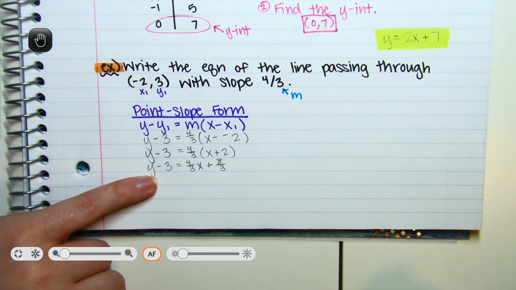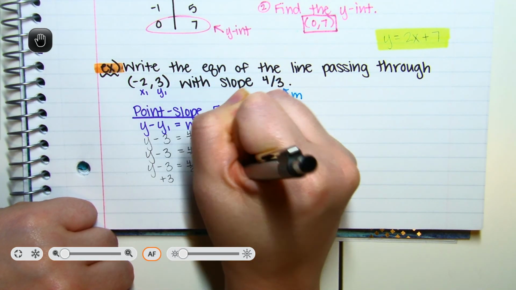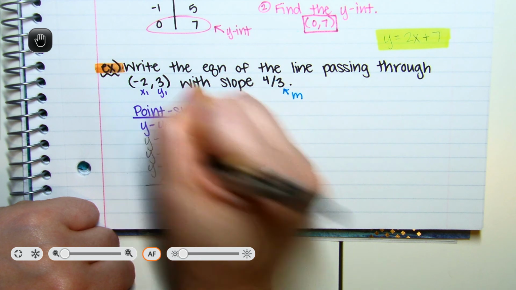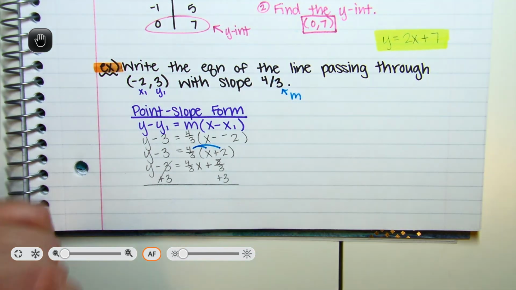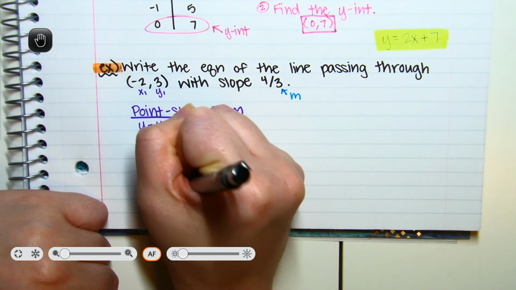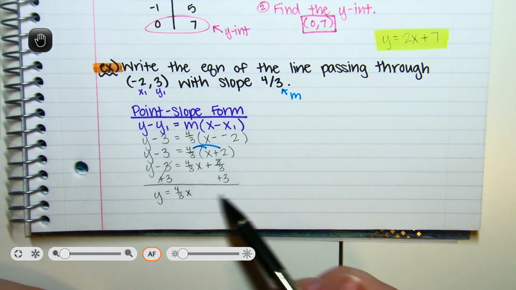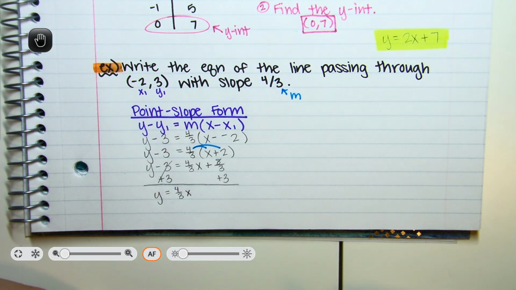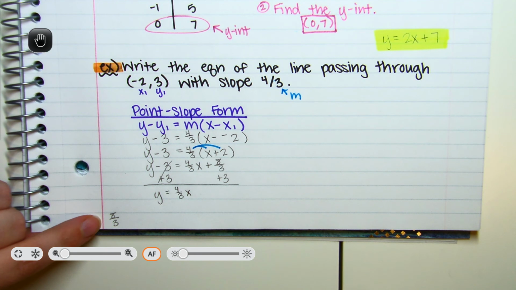Now I need to add 3 to both sides. Oh, I just realized I forgot to draw the little distributing rainbow. There we go. So add 3 to both sides. So y equals 4/3 x. But now I need to somehow put together this 8/3 and 3. So I'm just going to do a little side note over here, kind of on the bottom, whatever, bottom note.